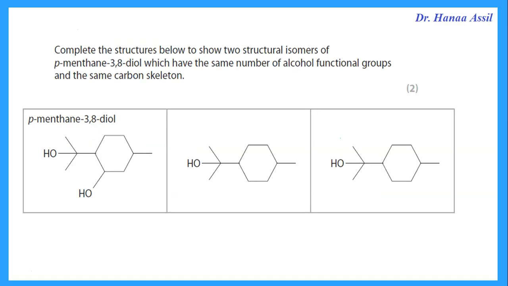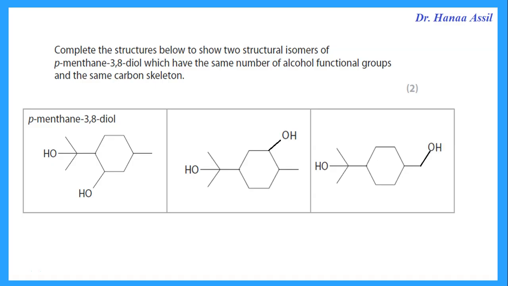Complete the structure below to show 2 structural isomers which have the same number of alcohol functional groups and the same carbon skeleton. So we want to draw 2 more isomers of that one on the left. That one on the left has 2 OHs. So where else can I put the OH? Remember, we need to put it on a carbon that is different to that first carbon. So I can put it like this or like this.